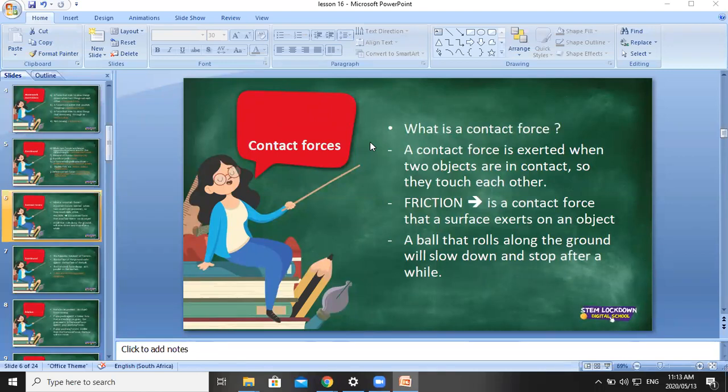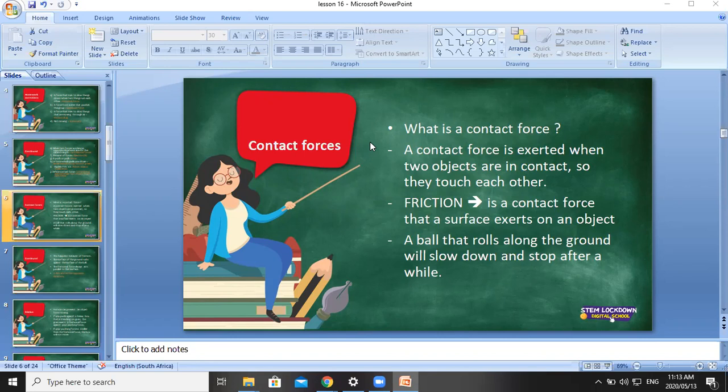But let us look at an example of a ball. When you take a ball that rolls along the ground, pushing it along the carpet or along the kitchen floor, it will slow down and stop after a while. You all know that if you kick your ball, it will not go forever. It will obviously at some point need to stop. Why does it stop? It is because of friction.